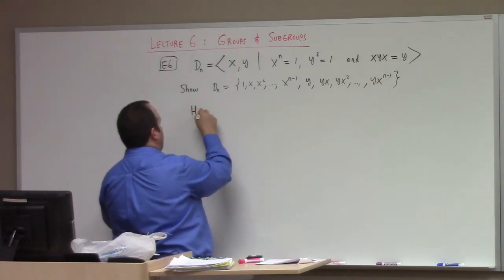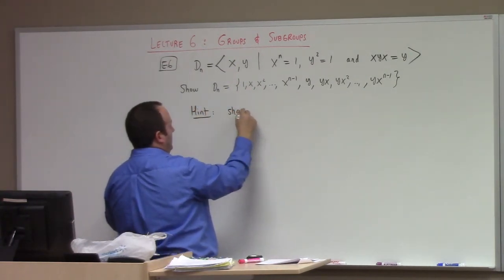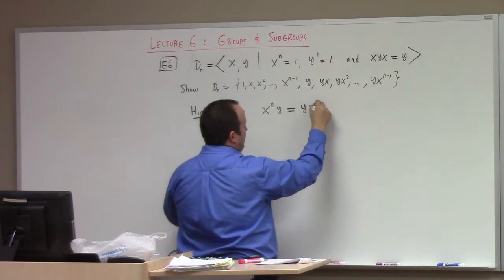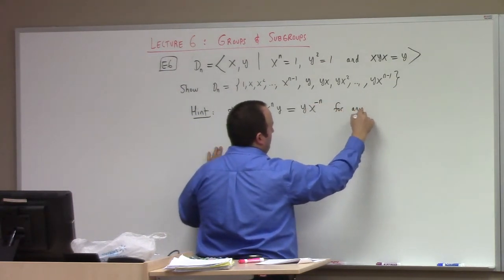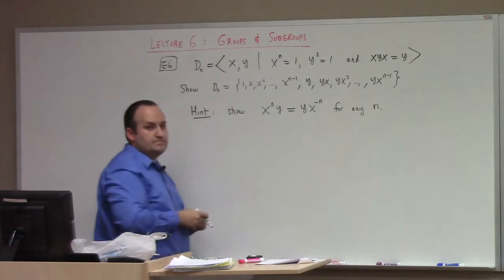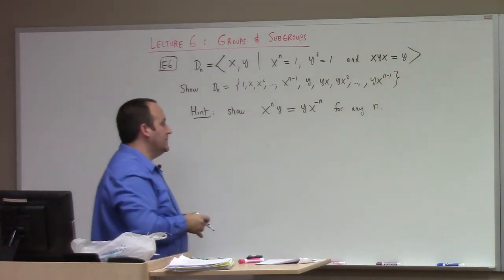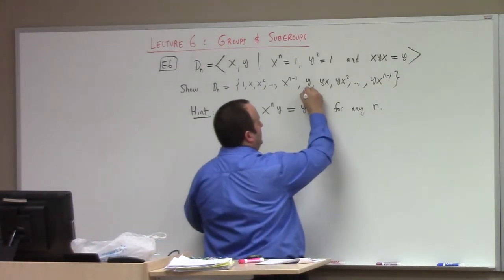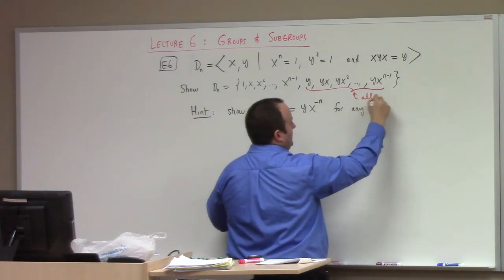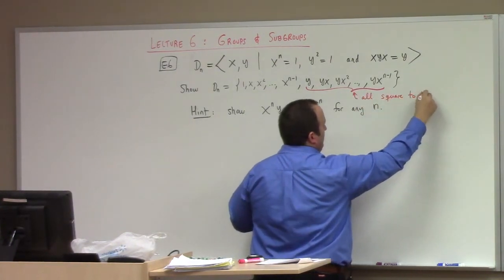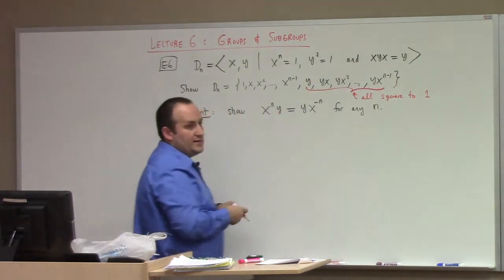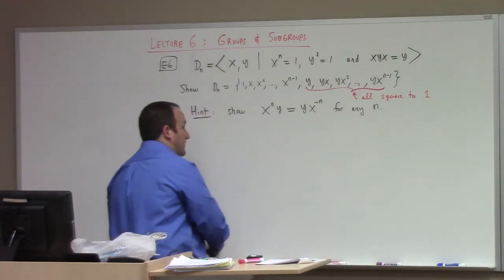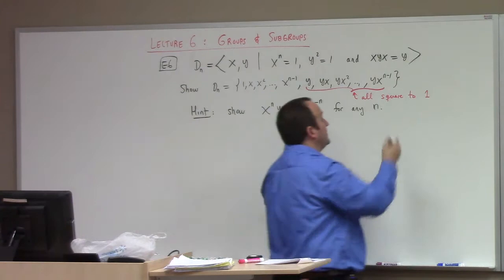Here's a hint on how to calculate with this. Show that if you have x to the n times y, that's equal to y times x to the minus n, for any n. With that identity in hand, it's pretty easy to show that these all square to 1. In other words, these guys are all elements of order 2. Okay. It's another nice example of generators and relations. We'll come back to this one later. Again, the Dihedral group.